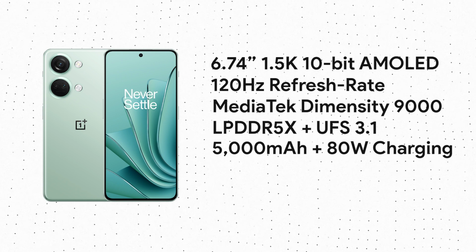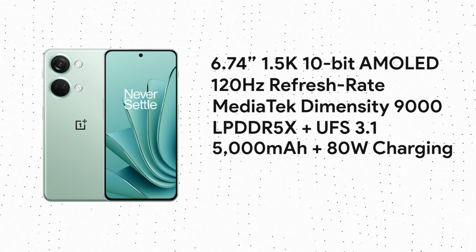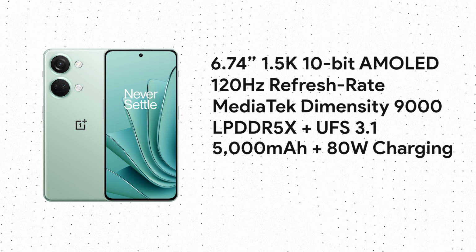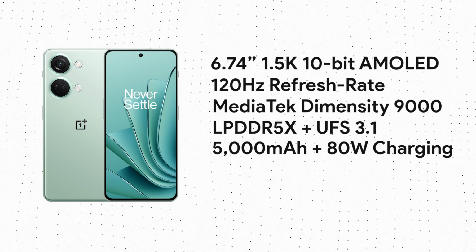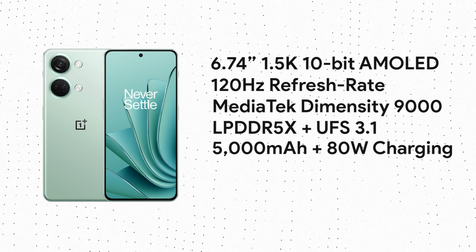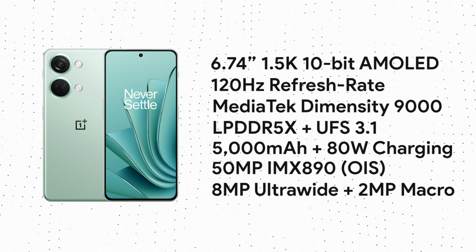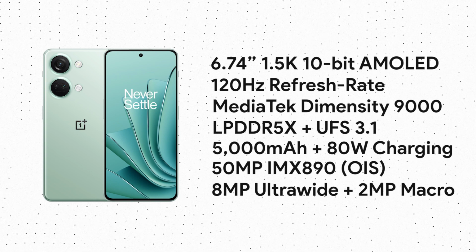Finally, let us talk about the cameras. The primary camera is something that is different from the OnePlus Ace 2V. In the Ace 2V, you will get a 64-megapixel sensor without any OIS support. But on the OnePlus Nord 3, there is a 50-megapixel Sony IMX890 sensor with OIS.